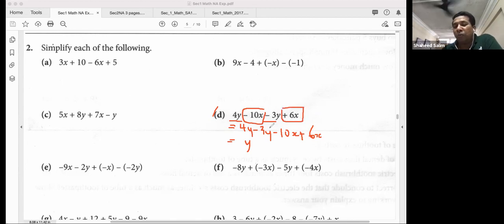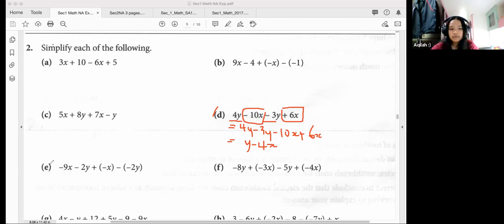So again, they are opposing signs. So I take bigger number minus smaller number, I get 4x. I follow the sign of the bigger term. So yeah. Okay. Can we try E? E is, oh, okay.